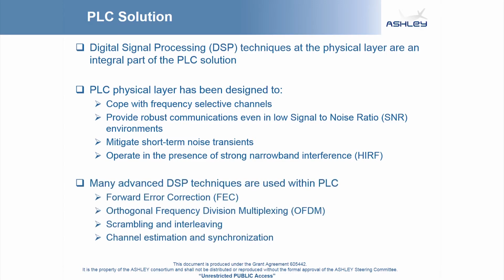Enabling this are several advanced DSP techniques, such as forward error correction, in which redundant bits are added at the transmitter in the form of coding in order to help detect and correct errors at the receiver. Orthogonal frequency division multiplexing, in which the overall signal is transmitted upon multiple subcarriers. This means that regions of high attenuation will only affect a small portion of the transmitted signal rather than the complete signal. Using scrambling and interleaving allows the influence of noise bursts to be reduced.